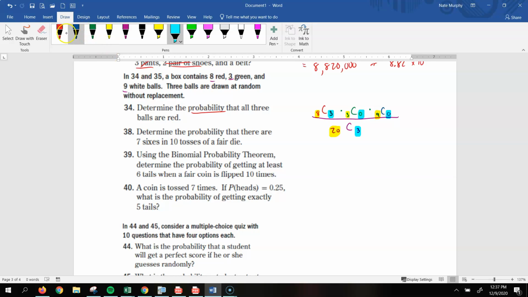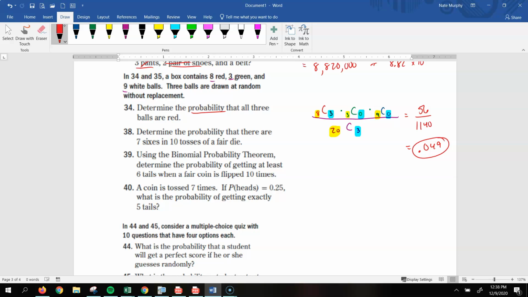But technically, 3 choose 0, 9 choose 0, those are both 1. But 8 choose 3 is 56. And then we divide that by the denominator. 20 choose 3 is 1,140. So when we divide those, you get your final answer, which would end up being 0.049. So that's how you do one like number 34.